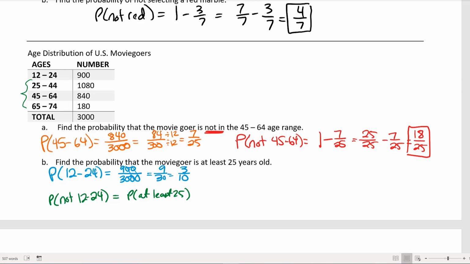So the probability of not 12 to 24 is going to be 1 minus the 3/10 from before. That will also give us at least 25 years old. So I'm going to change the 1 into 10 over 10. And now that I have my denominators the same, they stay the same, 10, and my numerators subtract. So the probability that the moviegoer is at least 25 is 7/10, which is the same as the probability that they're not in the one section that I don't want, 12 to 24.